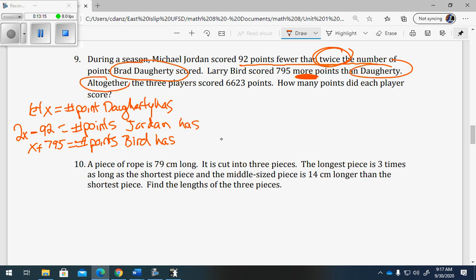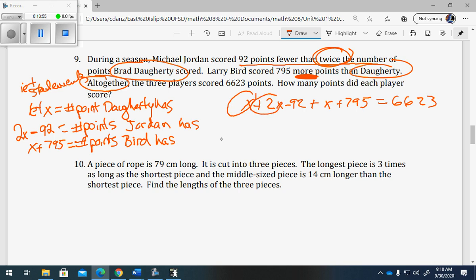Finally, all together. That means add them all up, right? All together, the 3 players scored 6,623 points. So, Daugherty plus Jordan plus Bird is 6,623. So we just have to make sure we're careful with our let statements and writing our final equation.